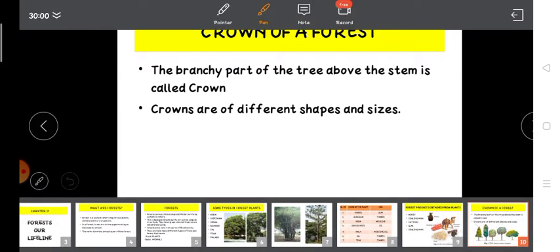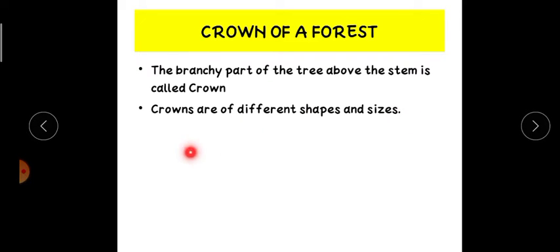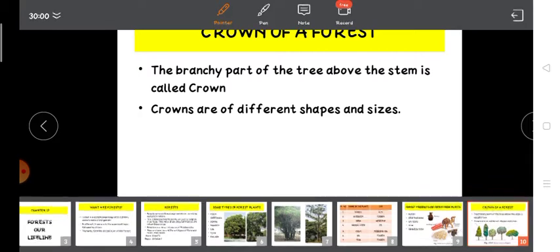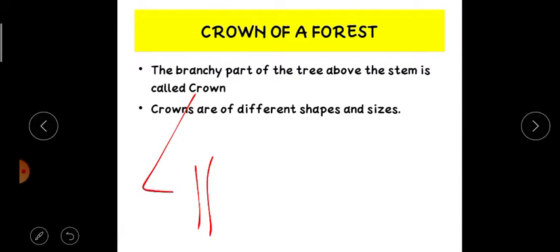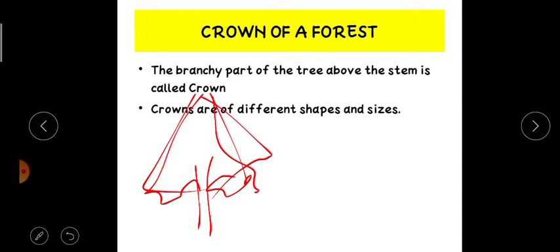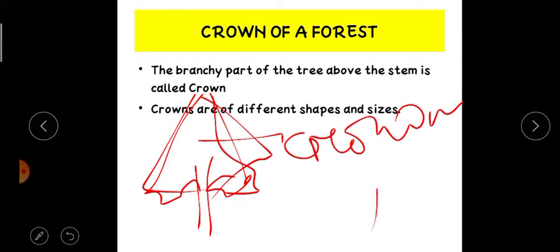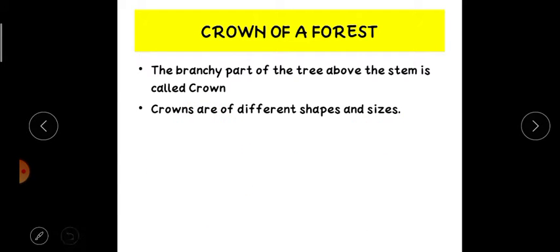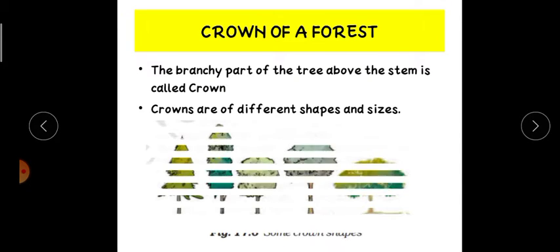Crowns are of different shapes and sizes. As I have shown you in the diagram, there is one type of crown shape and size, but many different types of crowns are there. For example, if you take a pine tree, the shape of the pine tree is like this, is it not? I'm not very good at drawing. You can just imagine that this is a pine tree. Its crown is shaped like that. But there are some trees whose crown is shaped like this. So you can see in both cases the shape of the crown is not the same. So crowns may have different shapes and sizes.